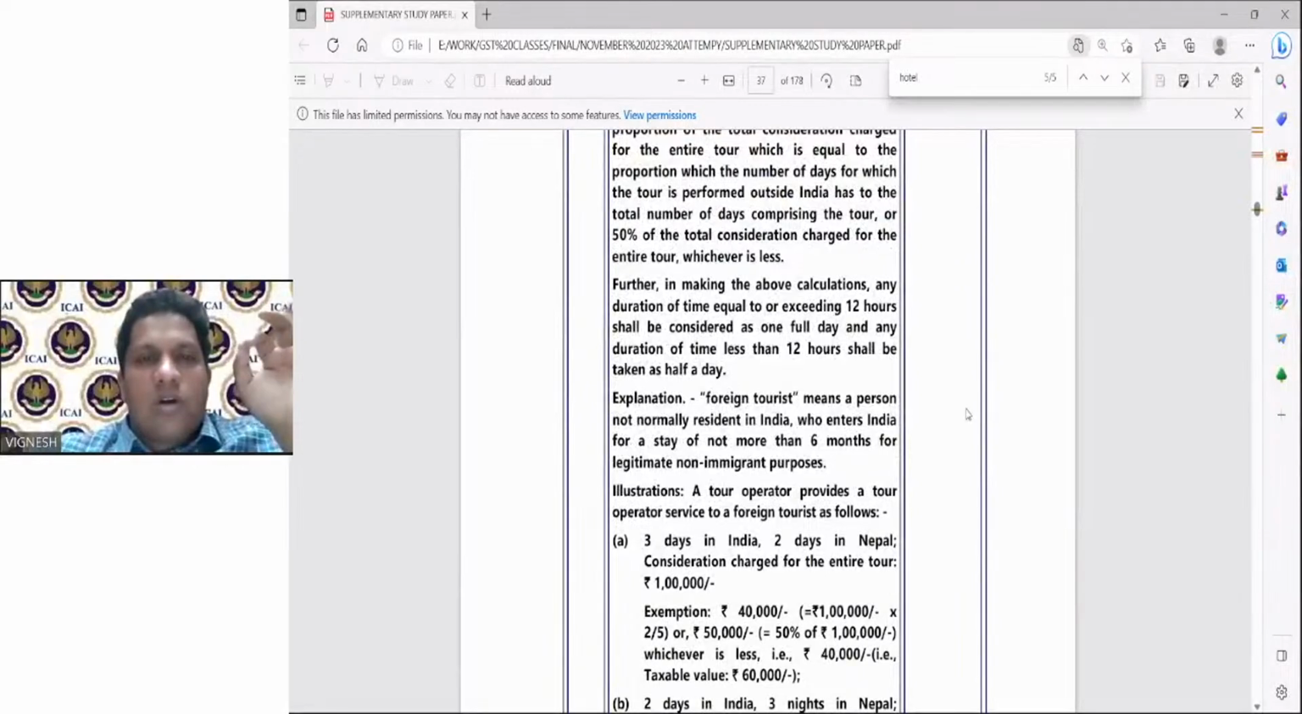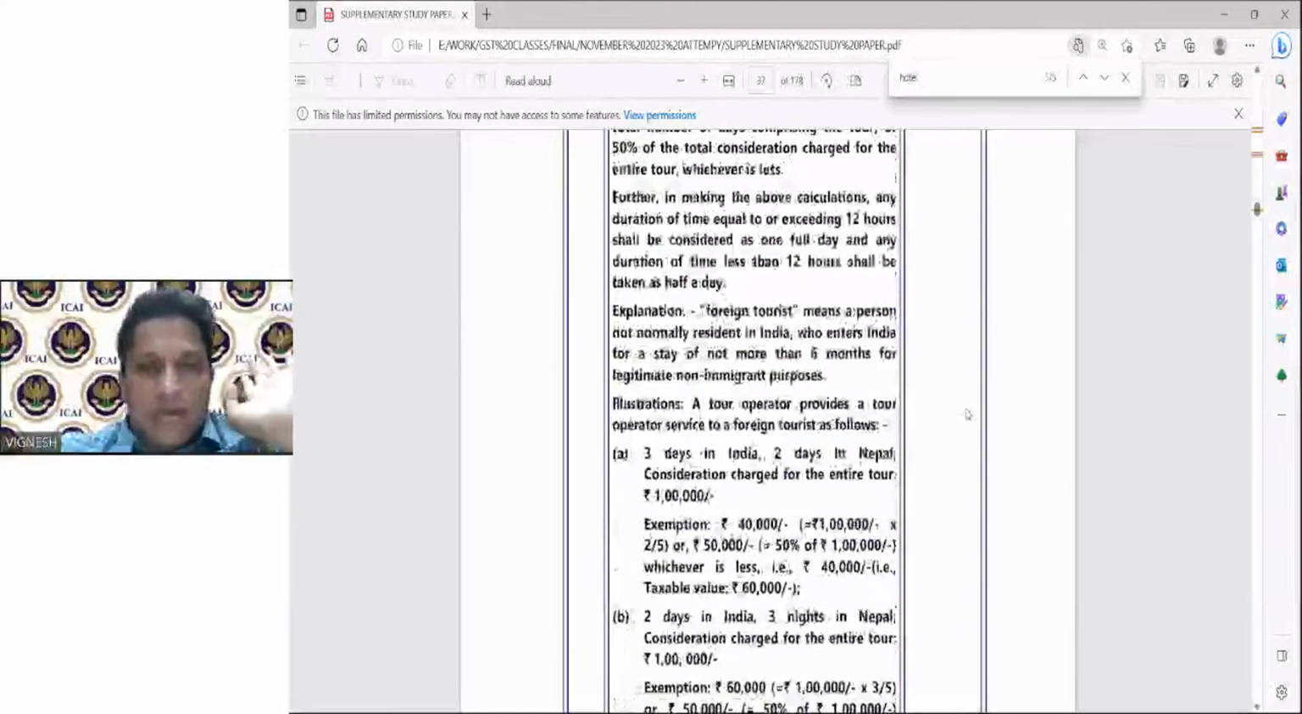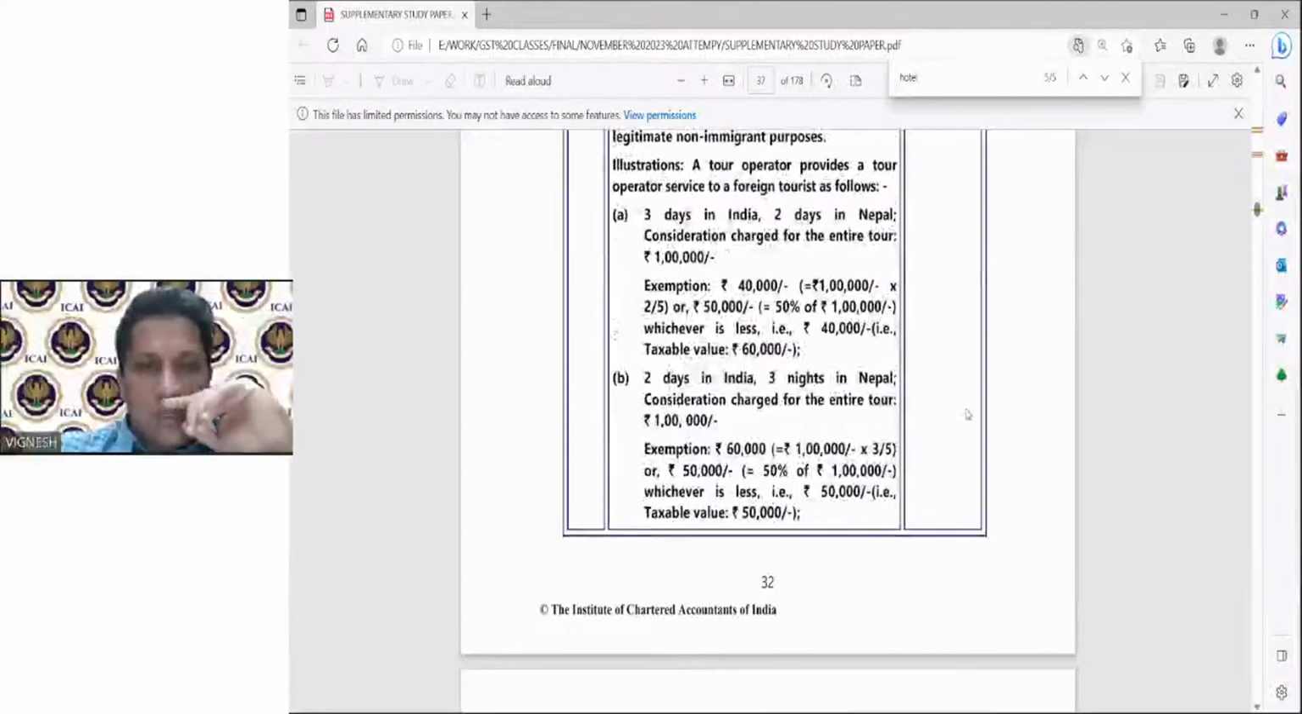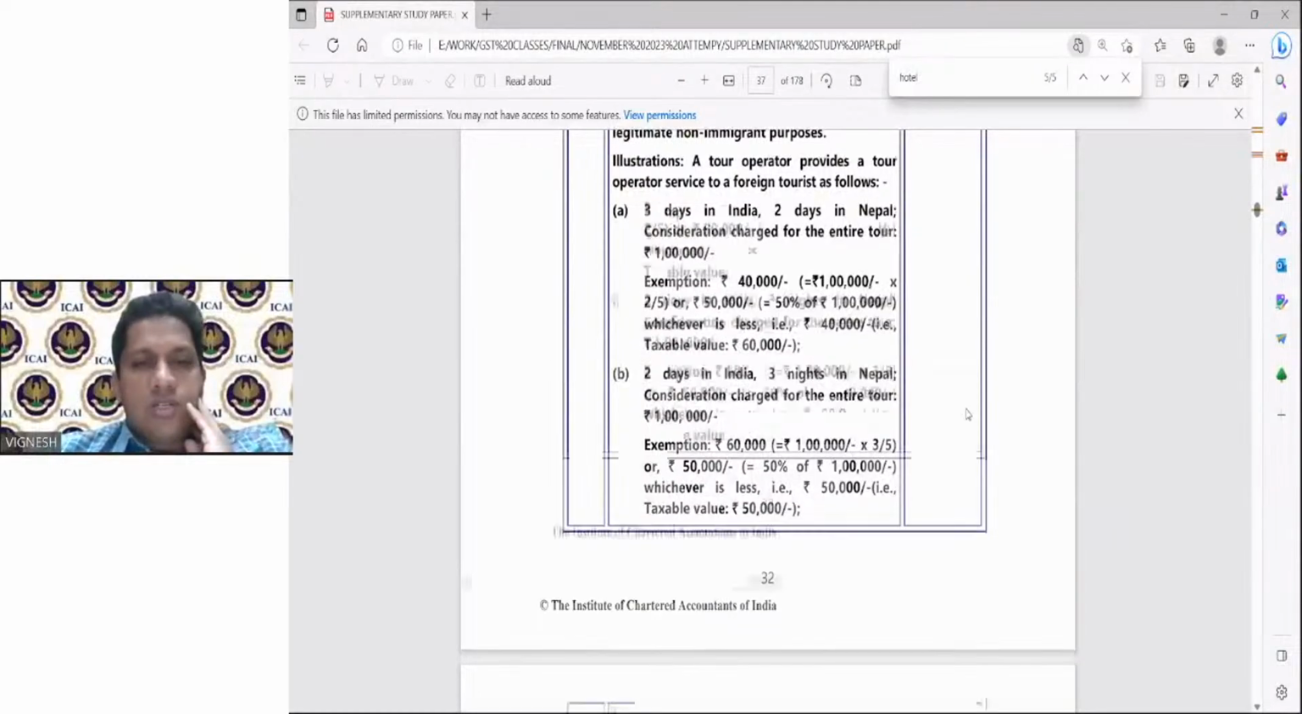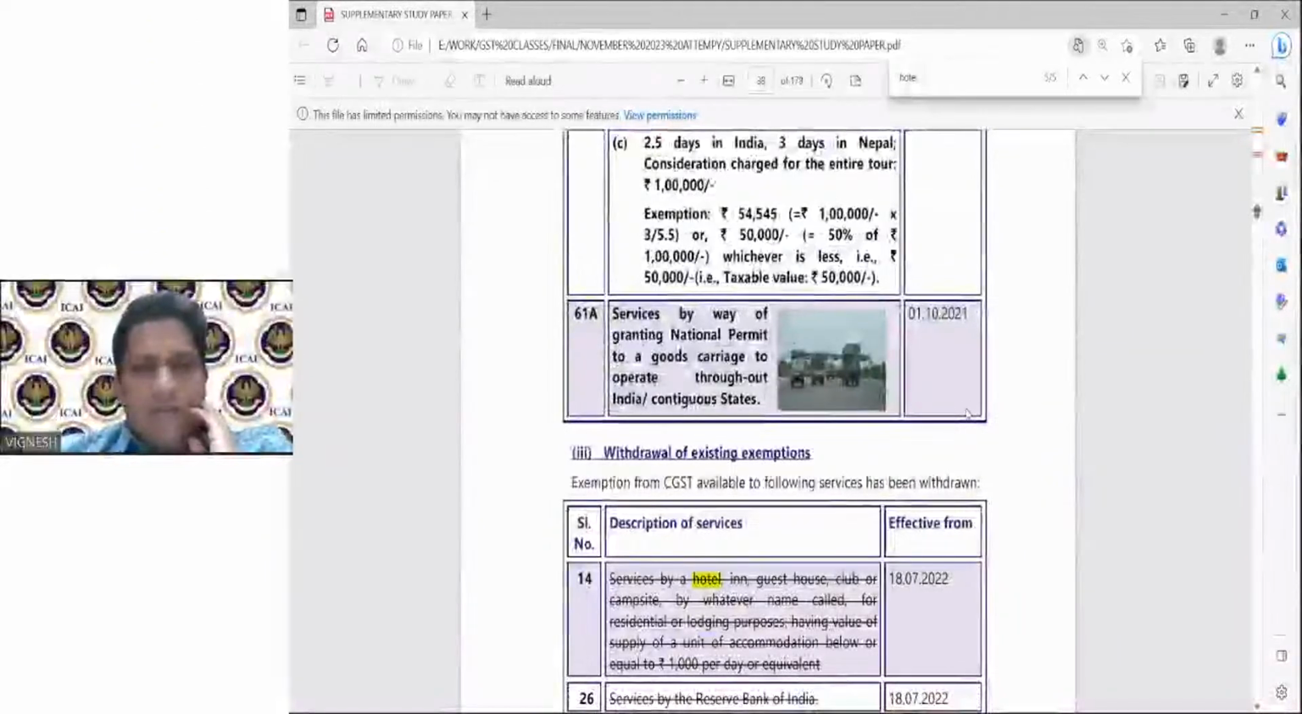So time equal to or exceeding 12 hours is 1 full day. Some illustrations are also given here. You can just go through that. Exemption is 1 lakh into 2 by 5 plus 2 days in Nepal, 3 days in India, 2 by 5, or 50% of 1 lakh, whichever is lesser. So in this case, 40,000 is lesser, so that you have to take. Please go through it. It's very simple, the way in which it is done.